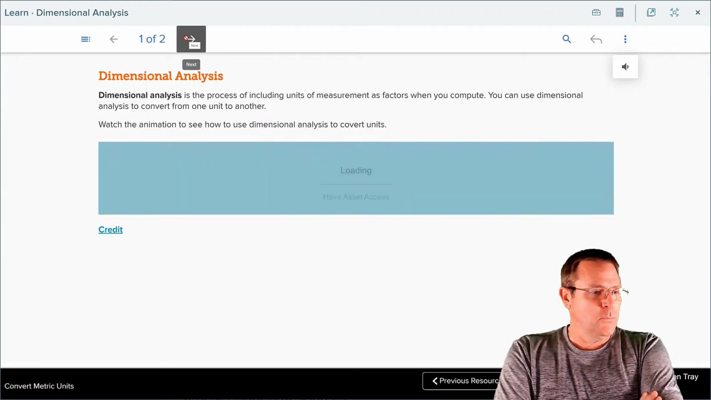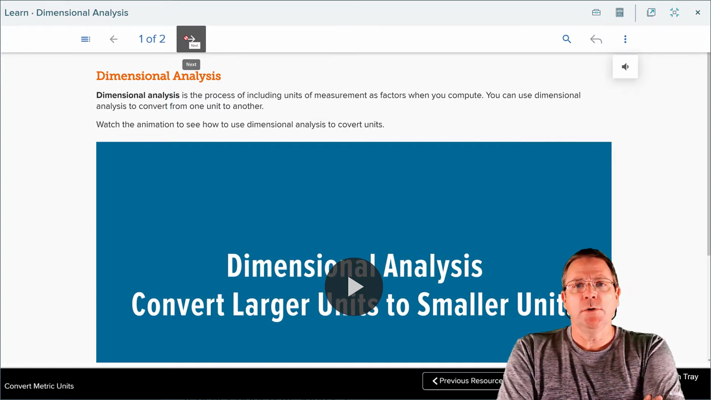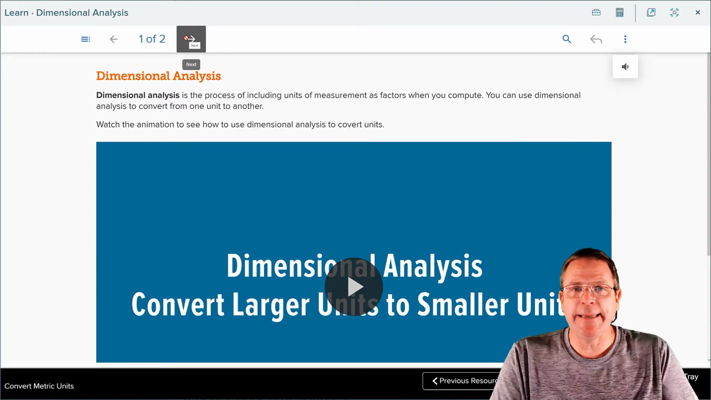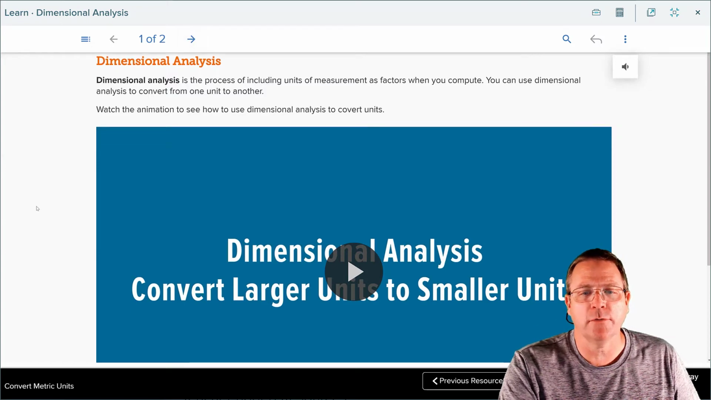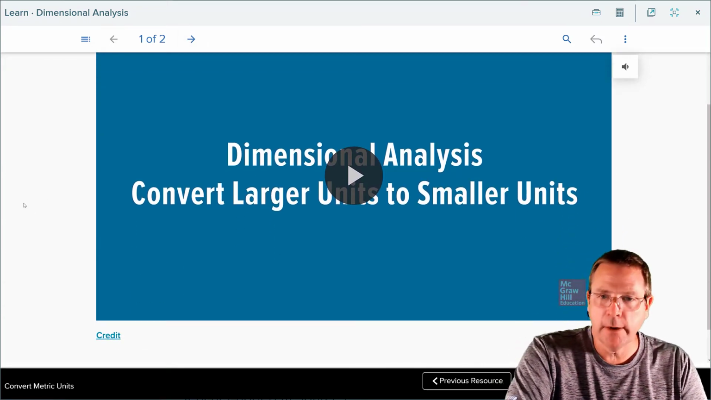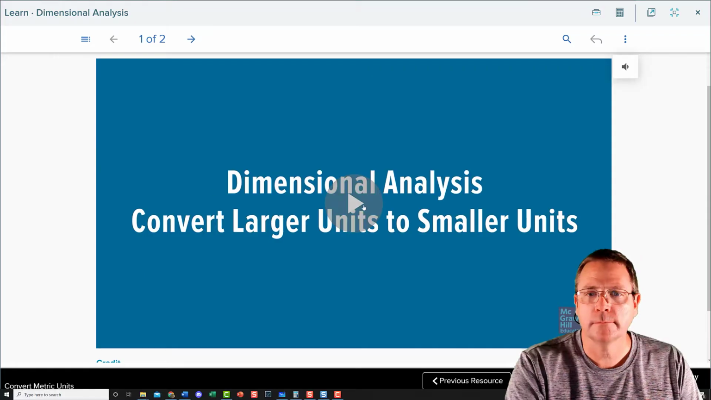Dimensional analysis, as we talked about already, is the process of including units of measure as factors when you compute. You can use dimensional analysis to convert from one unit to another. Watch the dimensional animation and see how to use dimensional analysis to convert units. So we're going to pause it right here and let you all watch that video. Here we go.